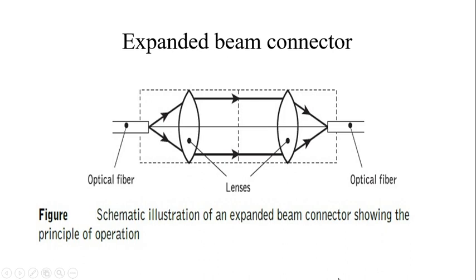The extended beam connector utilizes interposed optics at the joint in order to expand the beam from the transmitting fiber end before reducing it again to a size compatible with the receiver fiber end.